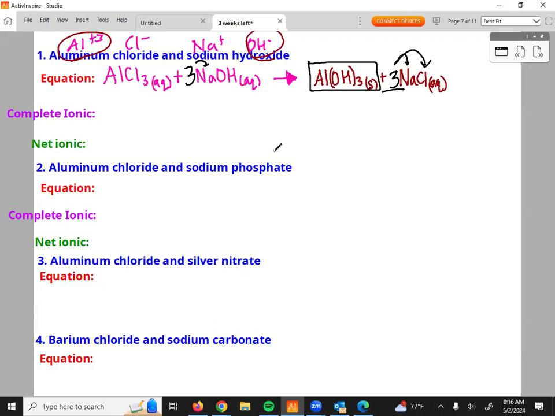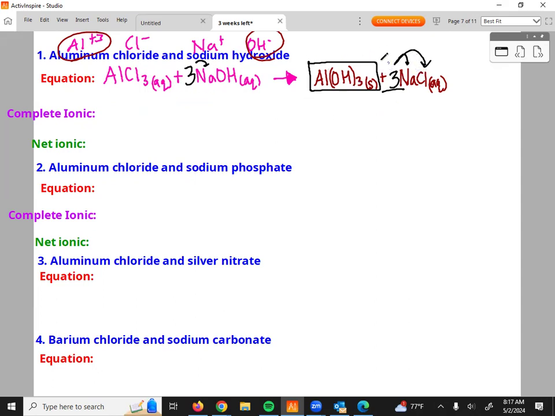Okay, so today we're gonna go over complete ionic and net ionic. Yesterday we had all our equations written down and balanced. So now we're gonna write our complete ionic and net ionic. All of this is you're just breaking it down into its ions.